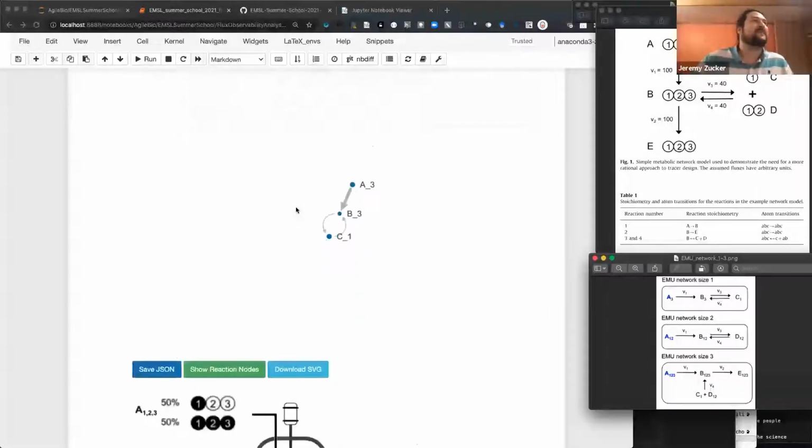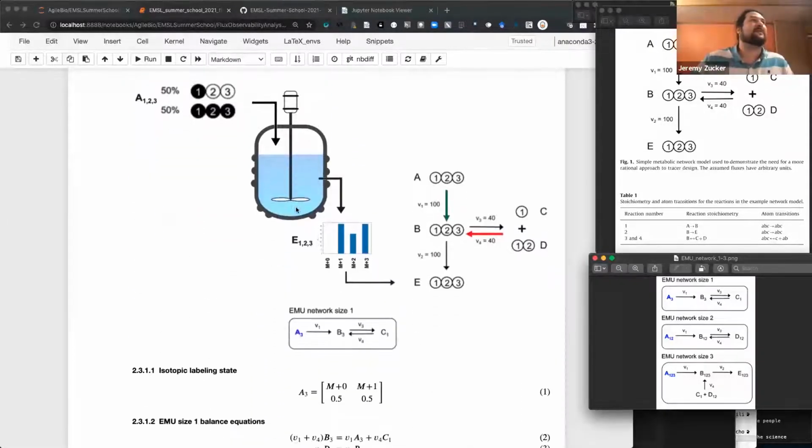All right. So now let's go back to our original experimental design. We have an isotopic labeling state, and from that isotopic labeling state, we calculate these MIDs. And the question is, how do we do that? So the answer is we start with a network size 1. And then we say, all right, let's take a look at these EMU balances.